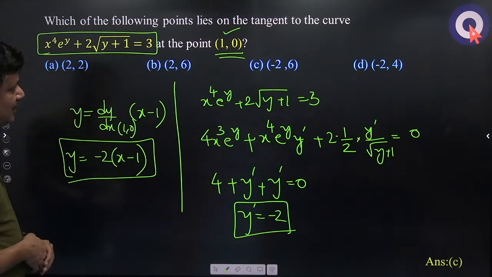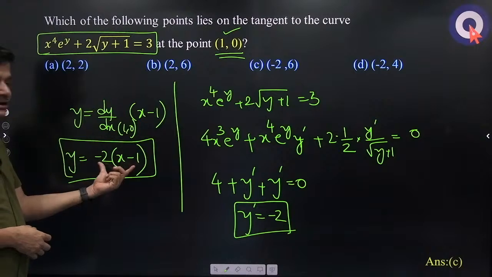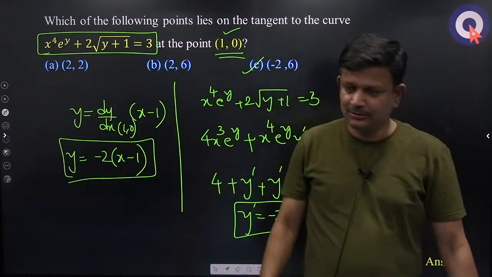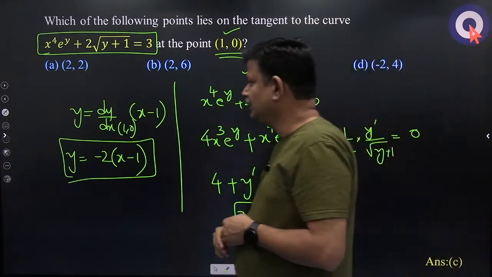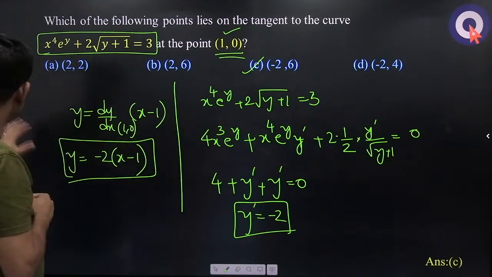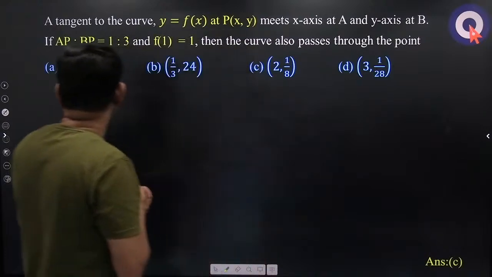Okay. So minus 2 comma 6. X, if you put minus 2, it is minus 3 times minus 2, which is 6. So option C is the right option. You can also check with the options straight away from the start or from the end. Wherever it satisfies, that will be your option. Simple. Okay. Next question.